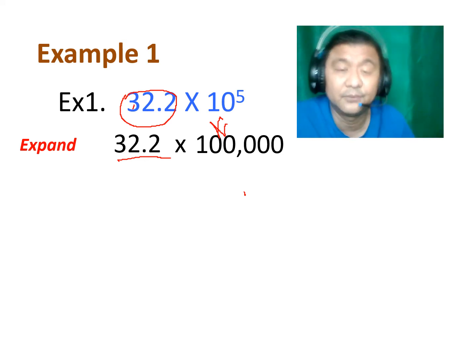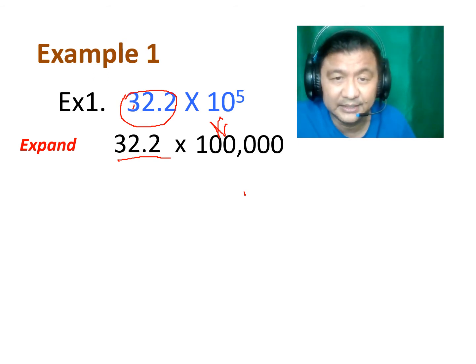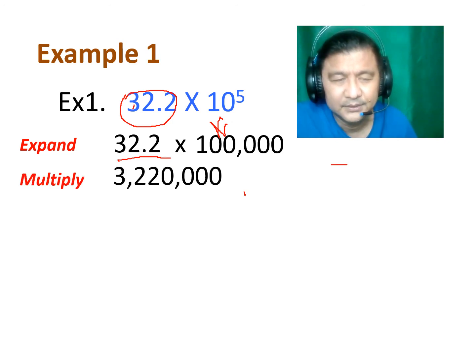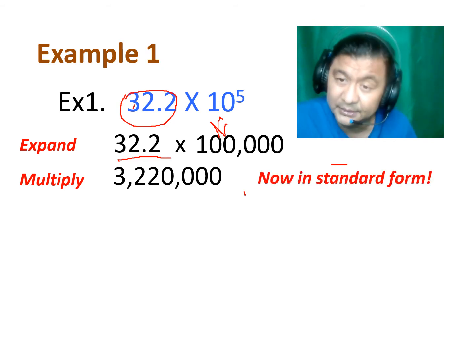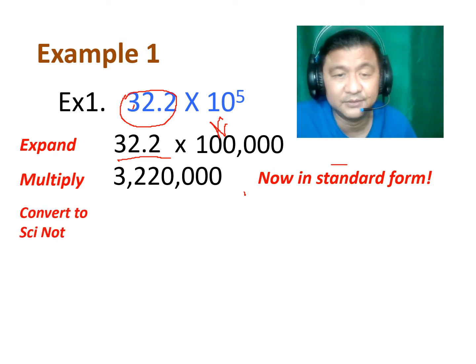Okay, next, when you multiply this, how do you multiply it? You could do it the long way, or you could just add zeros to the right, but don't add all 5 zeros. You only add 4 zeros, right? So you know that. And our answer will be 3,220,000. Okay, next. So this is not in scientific notation. The next step is to make it, it's a standard form. Now let's make it scientific notation.